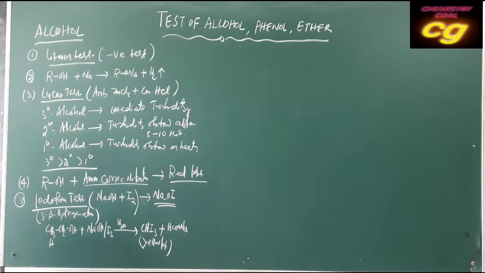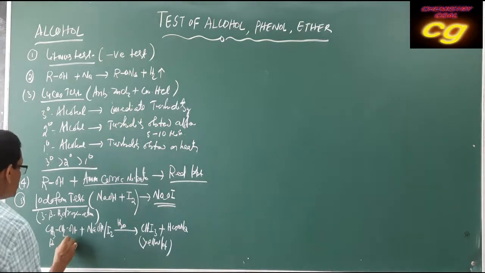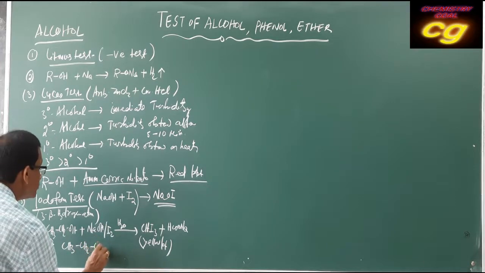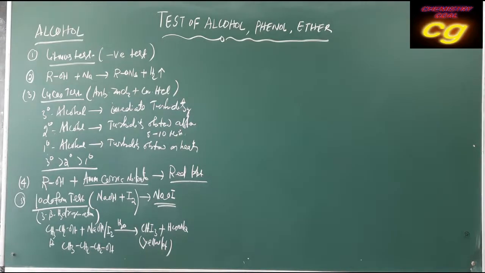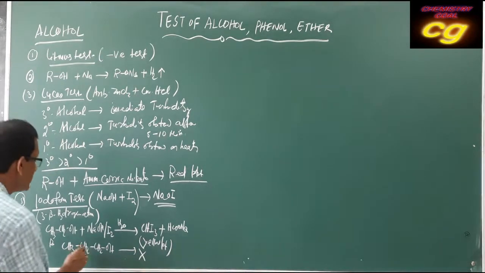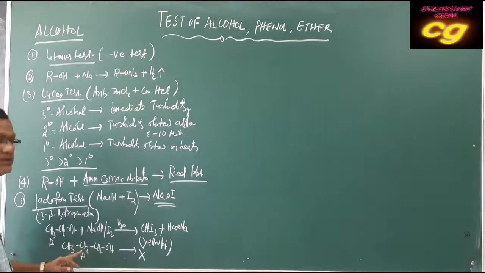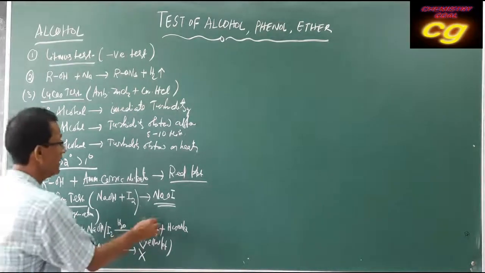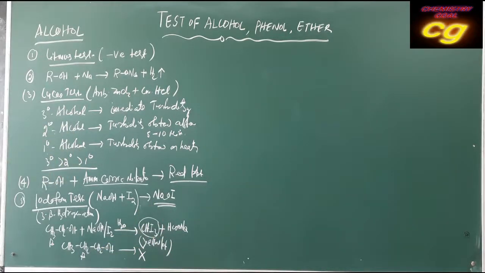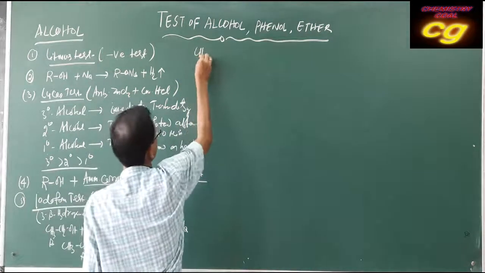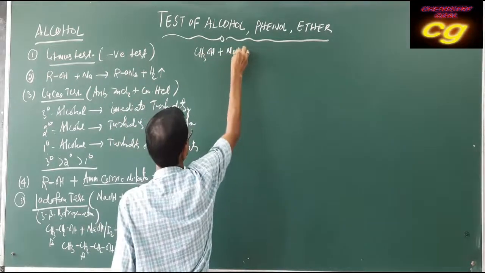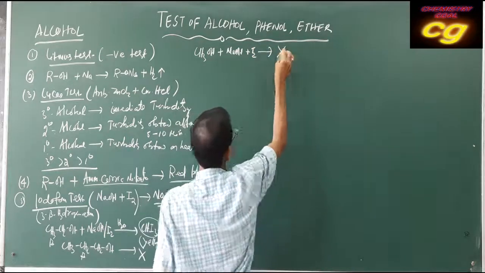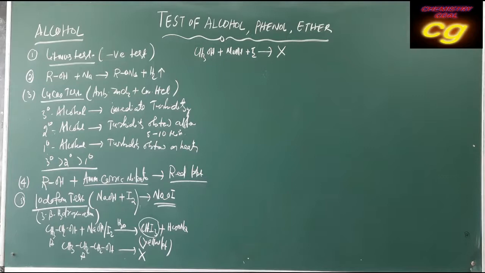Which alcohol will not give it? Suppose CH3CH2CH2OH, that is 1-propanol. It will not give the haloform test because it has only 2 beta hydrogens. It should have 3 beta hydrogen atoms. So ethanol will give it, but methanol will not. Methanol plus NaOH and iodine, no change, no yellow precipitate is obtained.